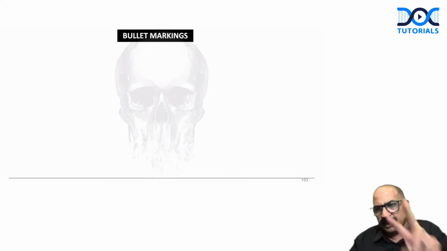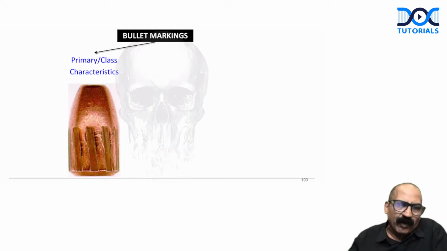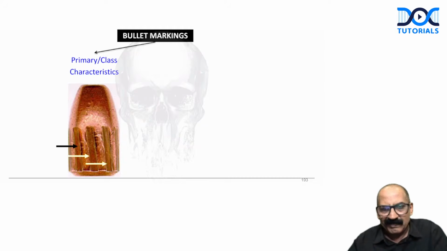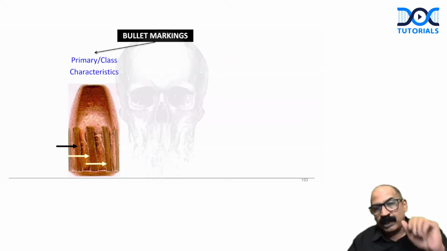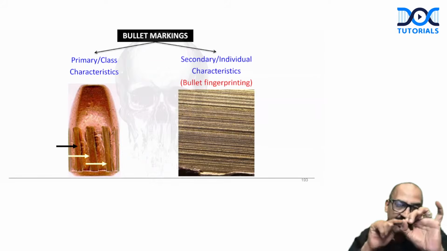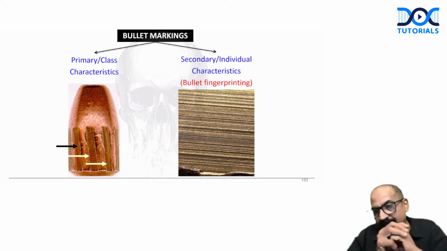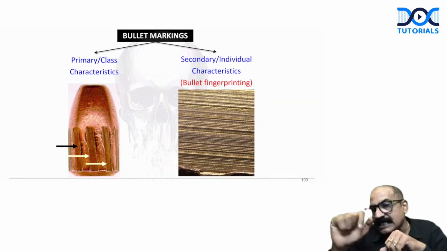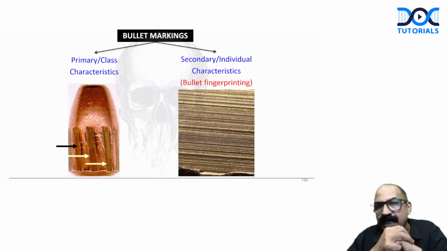Bullet marks. There are 2 types of bullet marking. Number 1, primary markings, or primary characteristics, or class characteristics. You can see what the primary marking is. When the bullet is passing through the lumen of the barrel, it comes in contact with the lands. The lands leave an impression over the bullet, that is primary characteristics.